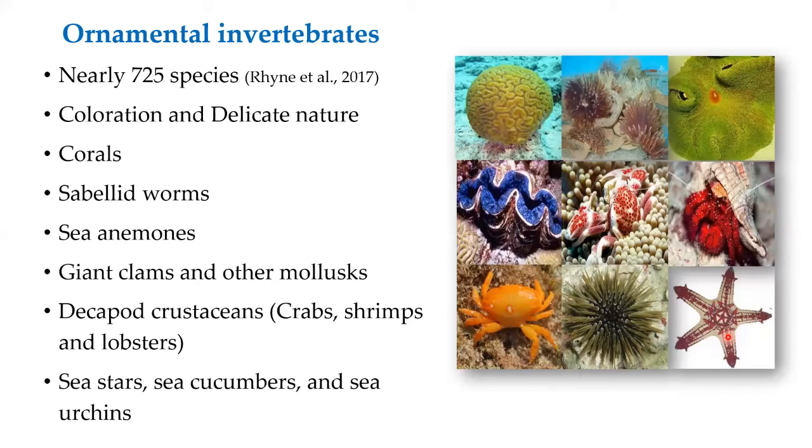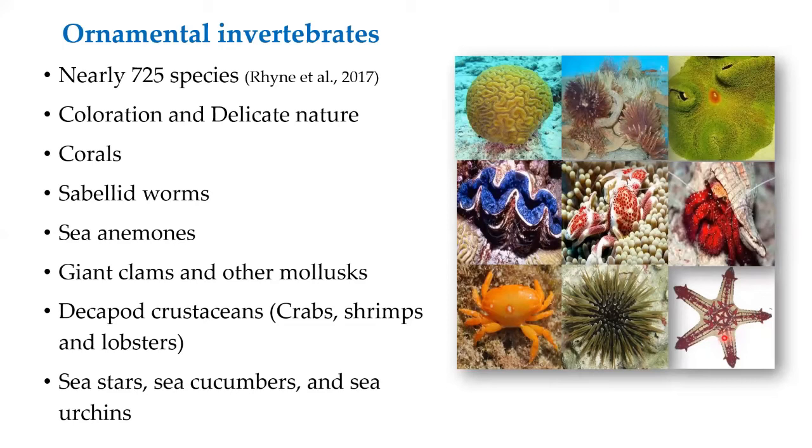And moving on to the ornamental invertebrates, almost 725 species have been observed in the trade. This is mainly the trade data based on the imports in the United States. Why have they been preferred along with the fishes? It is due to their coloration and their delicate nature.